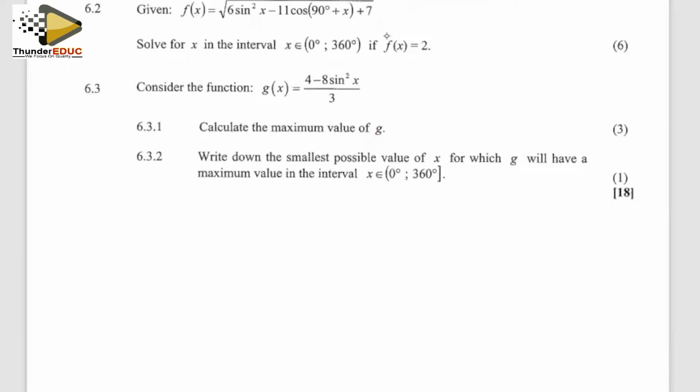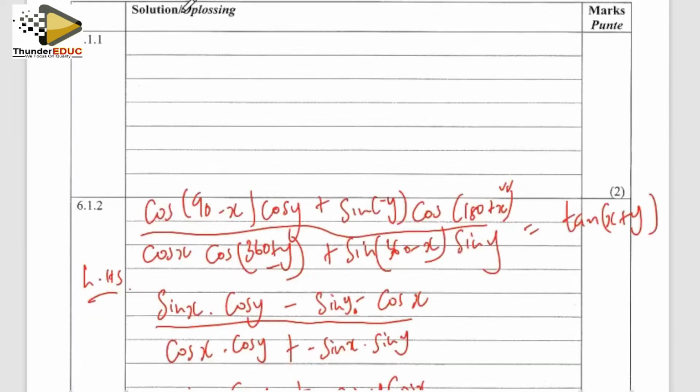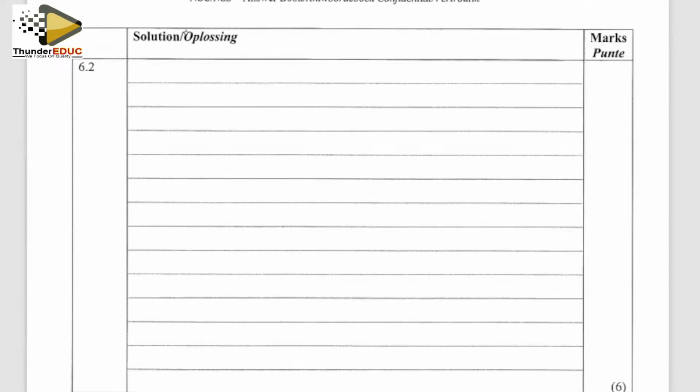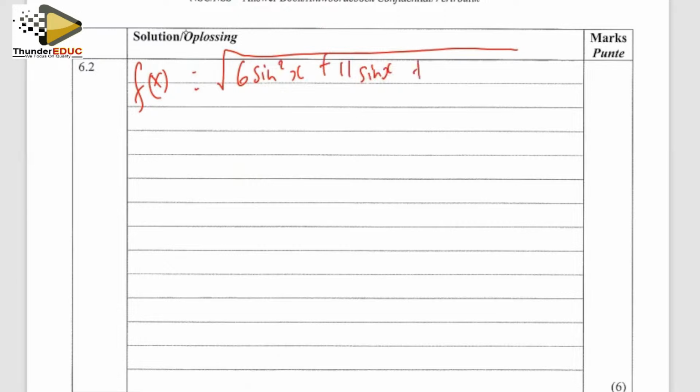Then 6.2, we are given f of x as the square root of that. Okay, they want us to solve for x in the interval 0 to 360 if f of x is 2. So what I'm going to do, let me jot it this side and say that f of x is the square root of 6 sine squared x plus 11 sine x plus 7. But they said f of x is 2.